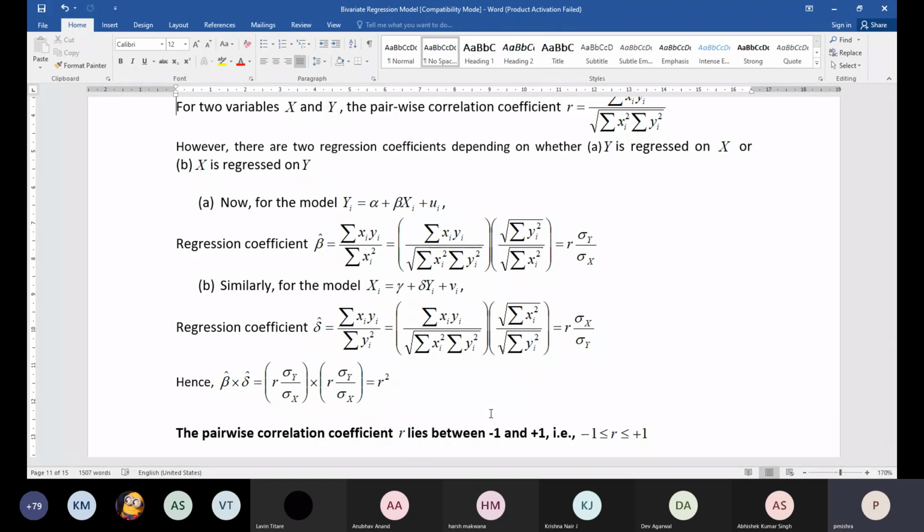In the same way, if I just alter the model with X being the dependent variable and Y being the independent variable, then this model can be estimated with delta hat being this one, and again this can be rewritten as R into sigma X by sigma Y. So in that case, the slope coefficient can be expressed as pairwise correlation coefficient into either sigma X by sigma Y or sigma Y by sigma X, depending on whether you are regressing X on Y or Y on X. Now, if we multiply these two regression coefficients, then basically we get the square of the correlation coefficient.